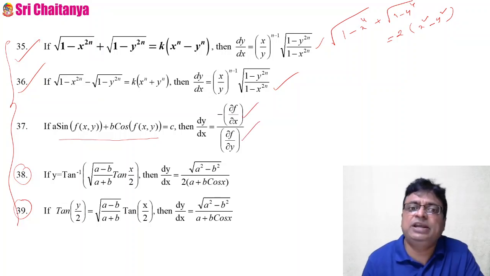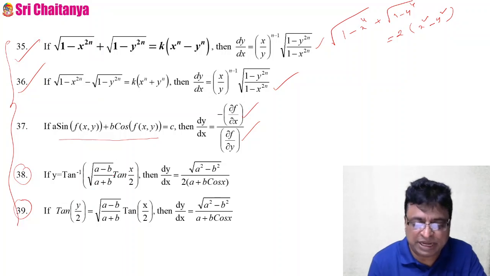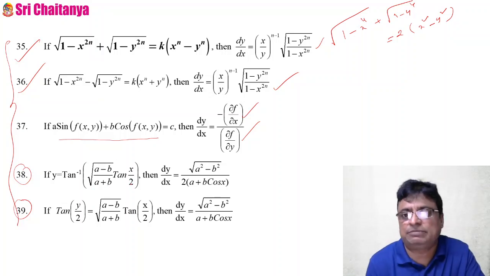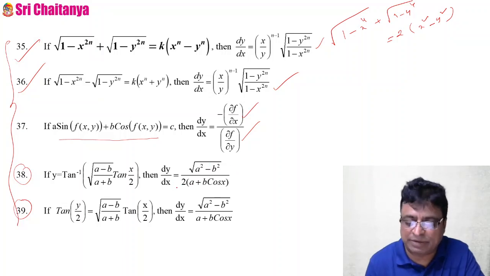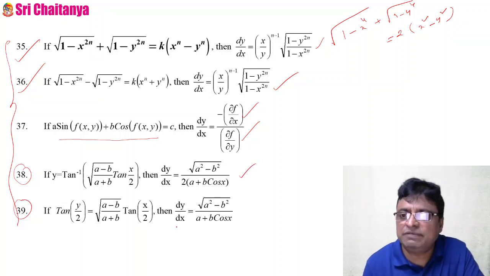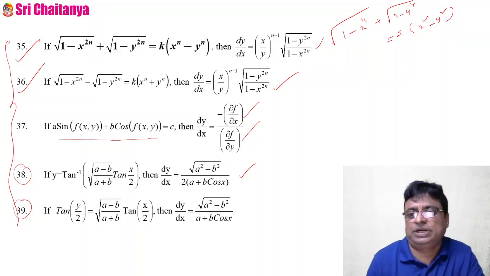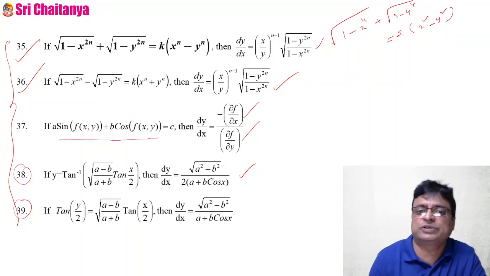38th. Y equal to tan inverse of root of (a minus b by a plus b) tan x by 2. Then dy by dx equal to root of a square minus b square by 2 into (a plus b cos x). This formula is again useful even for evaluating integrations also. From the indefinite integrations point of view also it is useful.